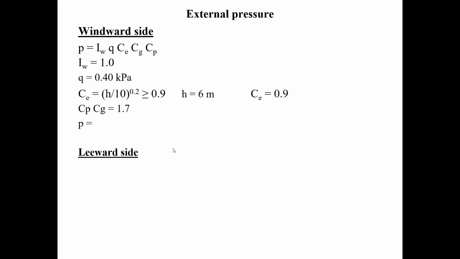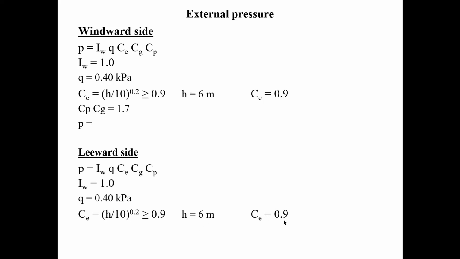Now, on the leeward side, you do the same thing. This is going to be the same, that's going to be the same, this is going to be the same. The only thing that's going to change is the CPCG value. So therefore, I do 1.0, 0.48, 0.9, and of course minus 2.0, and that means it's a suction blowing away from the surface, and there goes my value of P on the suction side, on the leeward side of the building.